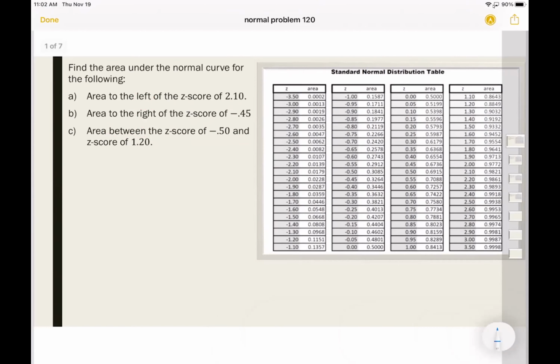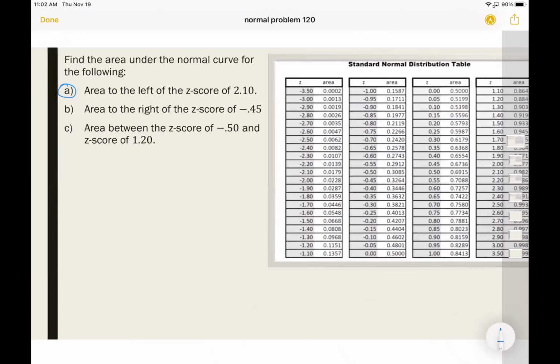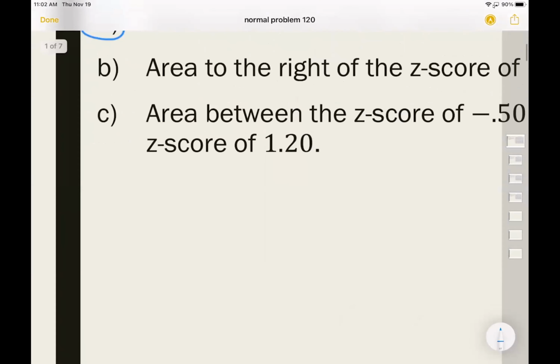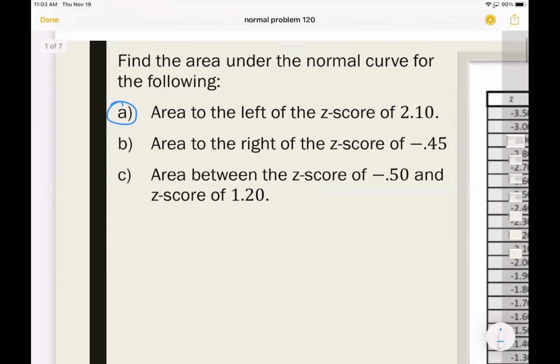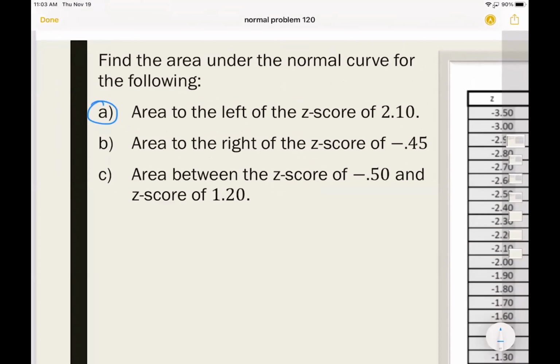If we look at A, this is what they ask you: find the area underneath the normal curve for the following. And for A, they ask you to find the area to the left of the z-score of 2.10. So how do we find the area to the left?